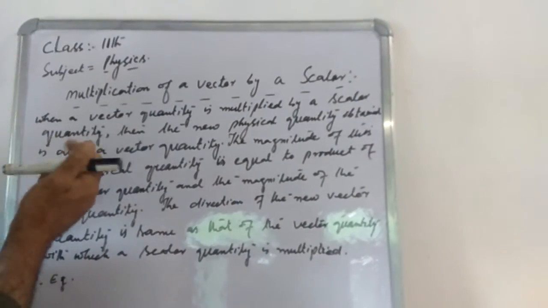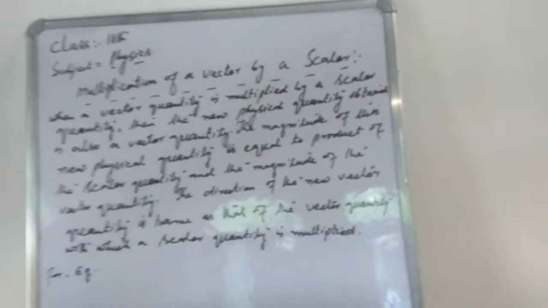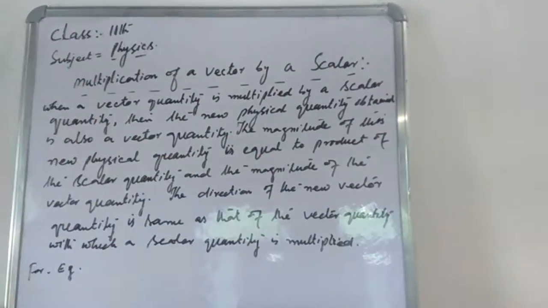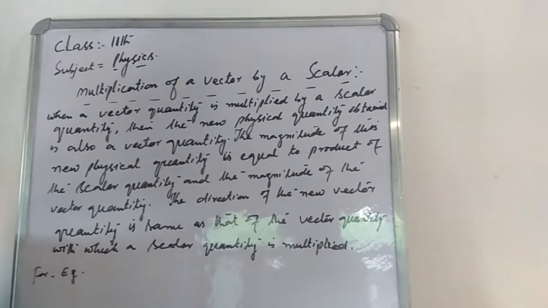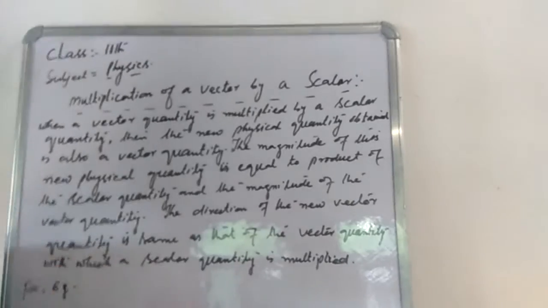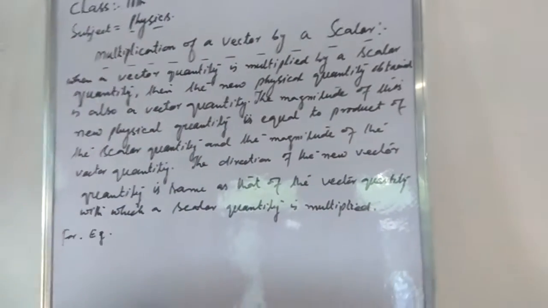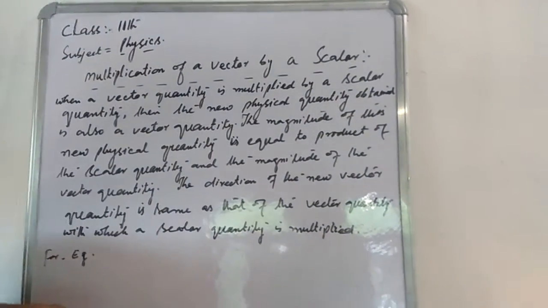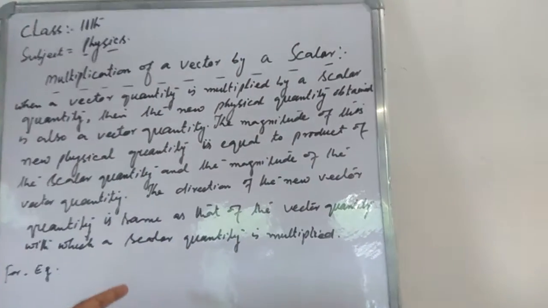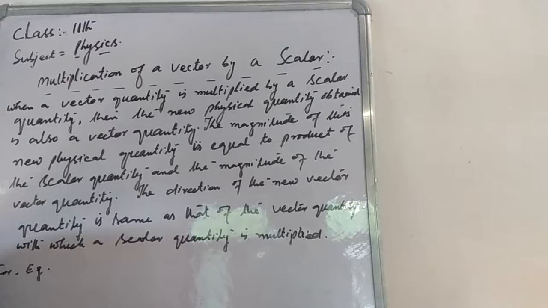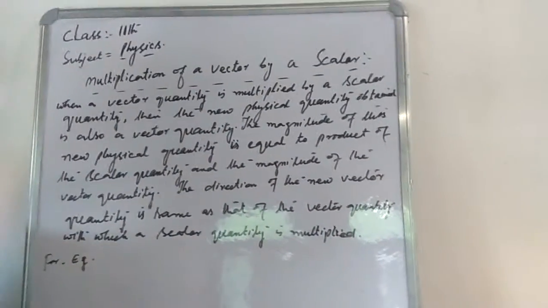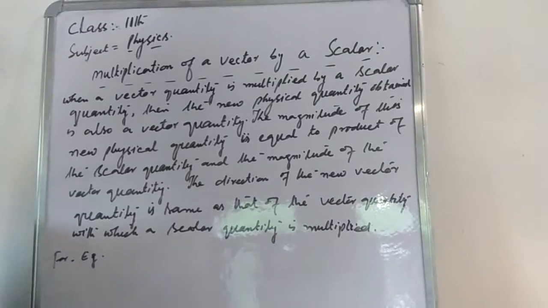In the previous class, we studied the multiplication of a vector by a real number. Today, we will see what happens to a vector when it is multiplied by a scalar. When a vector quantity is multiplied by a scalar quantity, the resultant quantity so obtained is also a vector quantity. The magnitude of the new vector quantity is equal to the product of the scalar quantity and the magnitude of the vector quantity, and the direction of the new vector quantity is the same as that of the vector quantity with which the scalar quantity is multiplied. I have written it here.